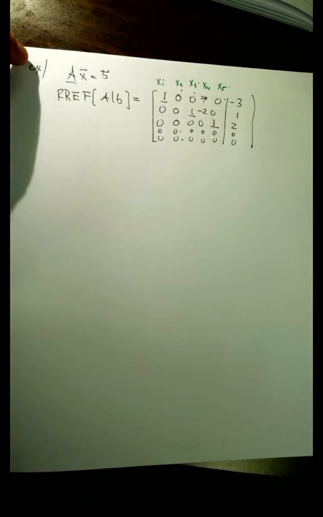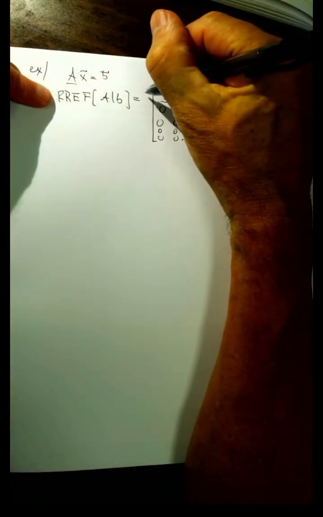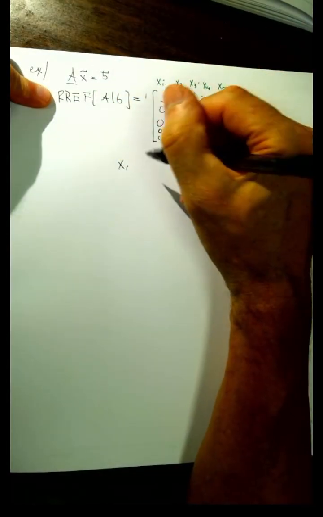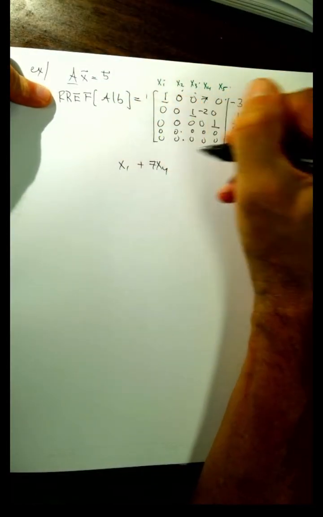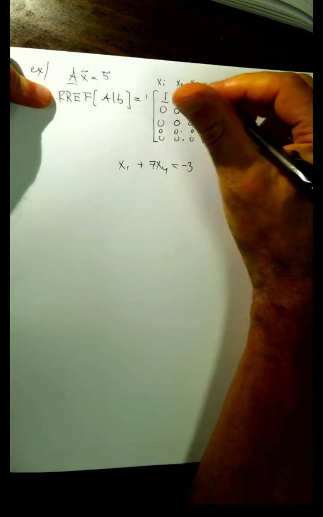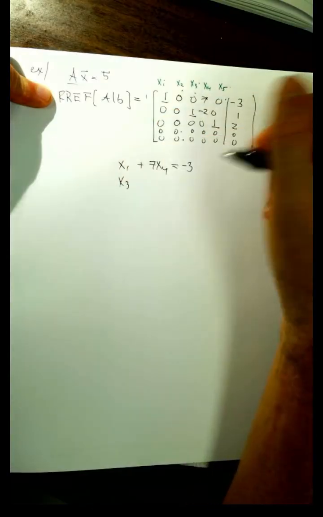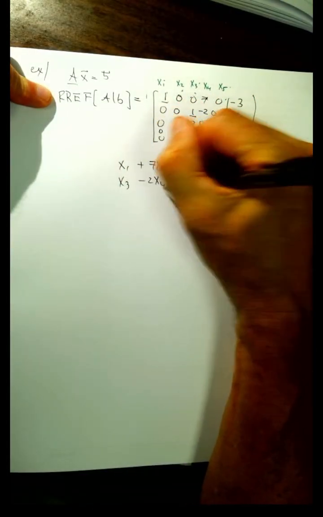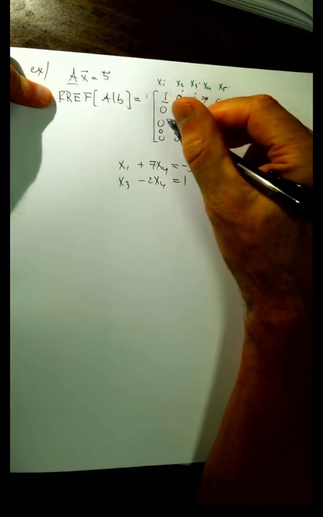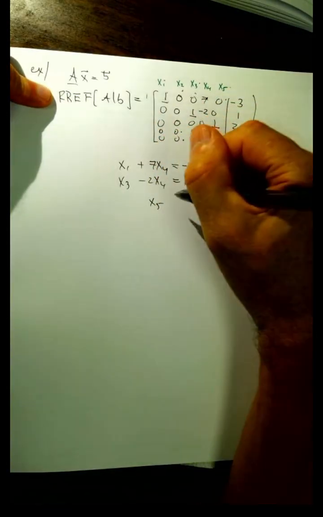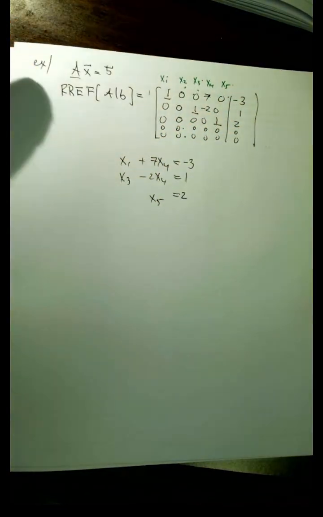Okay. So in terms of finding the solutions now, I'm going to go row by row. Row 1 says that x1 plus 7x4 is minus 3. Row 2 says that x3 minus 2x4 is 1. And then row 3 is x5 equals 2.